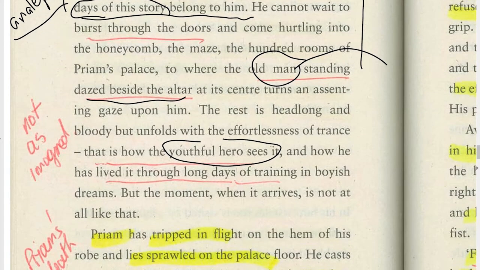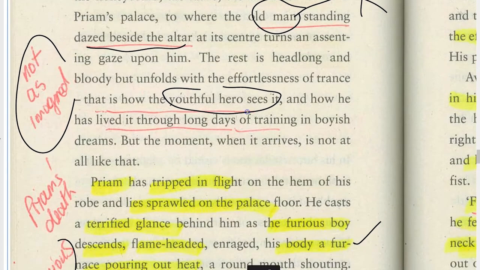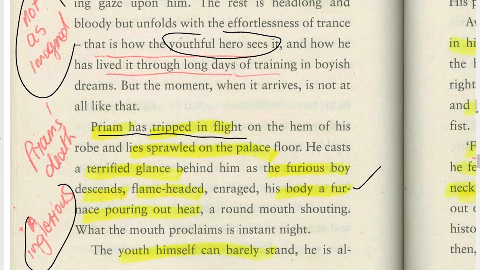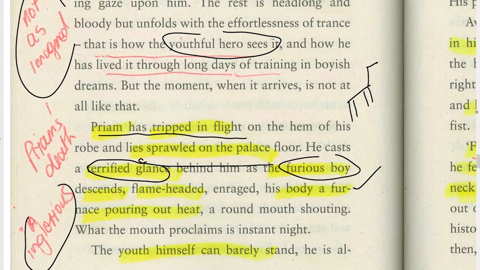So he bursts in, and he finds that it's not as he imagined, which is similar to Priam's story. When Priam bursts in on Achilles, it wasn't at his imagine either, because Priam has actually tripped as he is running in flight of the invading Greeks. And remember that, the Trojan horse, wooden horse. Priam lies sprawled on the palace floor. He casts a terrified glance as the furious boy descends.